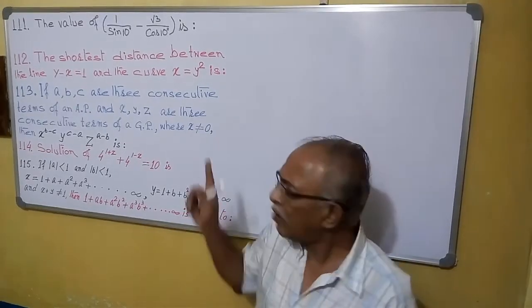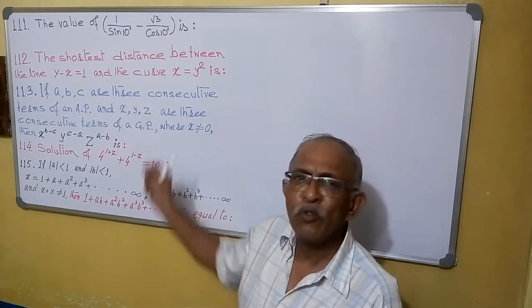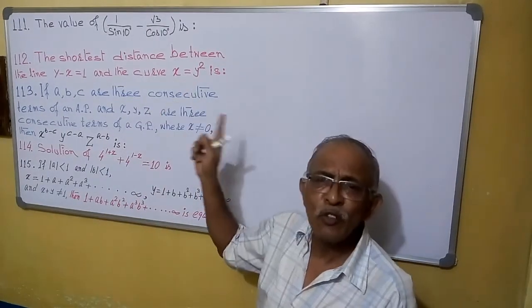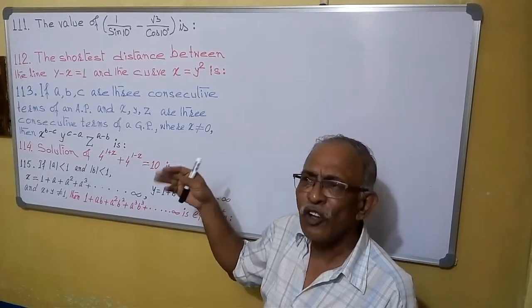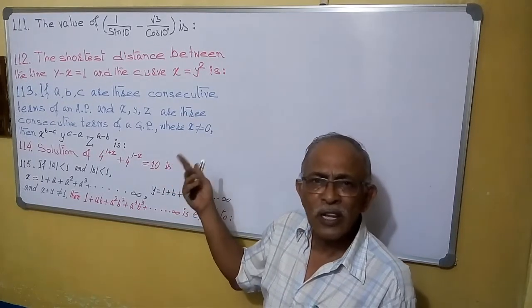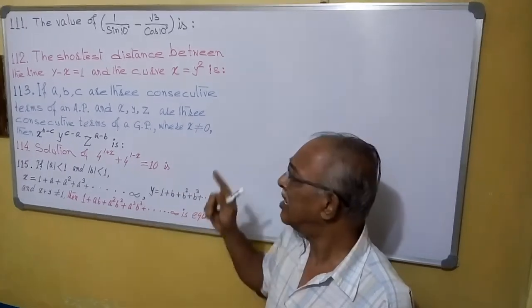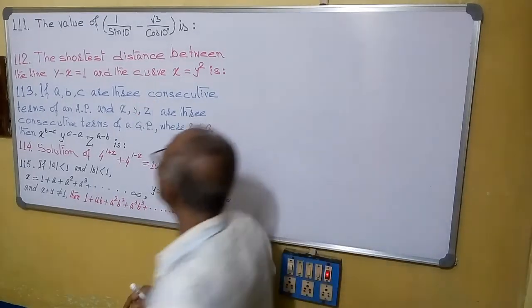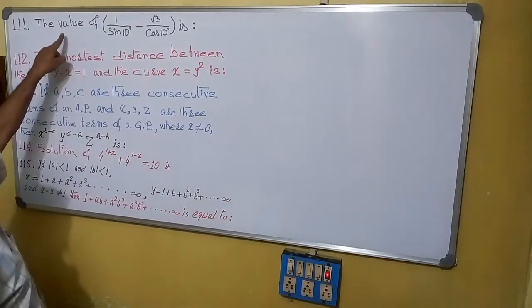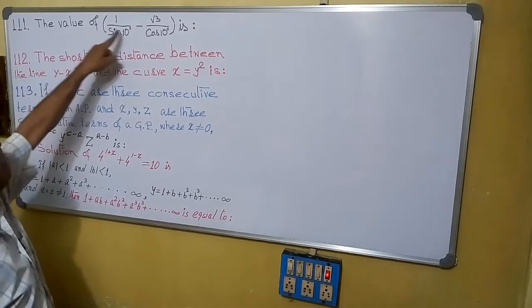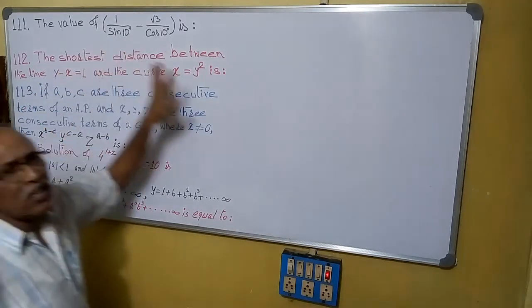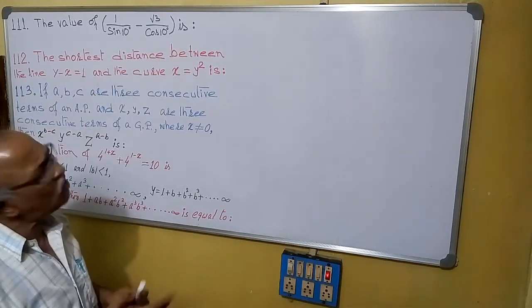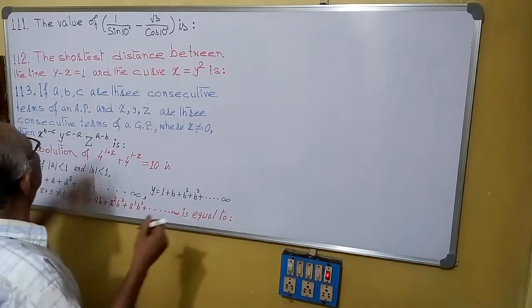Welcome. I will show you a few sums of Benaras Hindu University for admission in B.Sc Mathematics. So see the sums. This is the sum, the value of this one. These are actually MCQ sums. I have not given the options. We will directly calculate it.